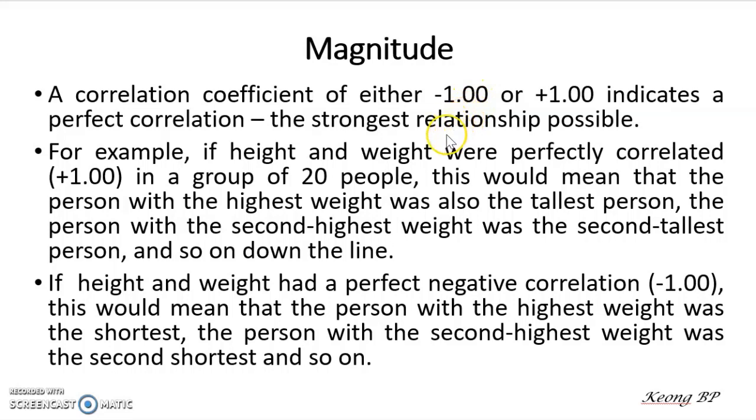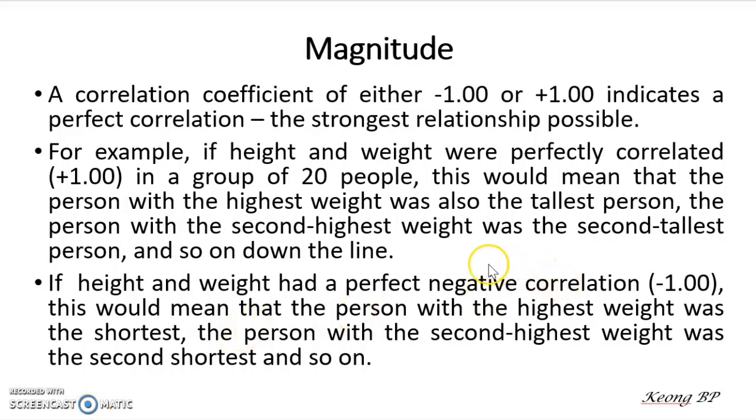Okay, we look at one example, the correlation between height and weight. Assuming the correlation coefficient between height and weight generated in an experiment is positive 1.0. This means that the person with the highest weight was also the tallest person, and the person with the second highest weight was also the second tallest person, and so on down the line. In other words, if the height increases, so does the weight.